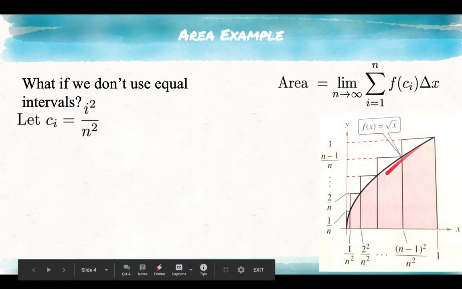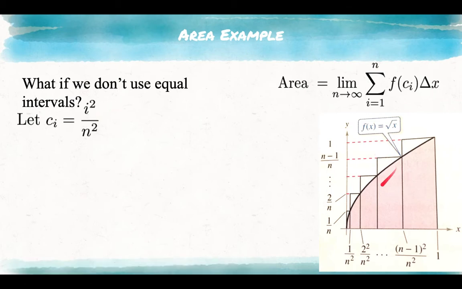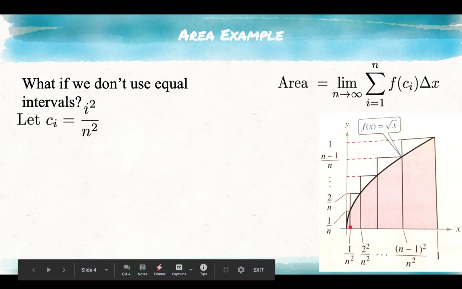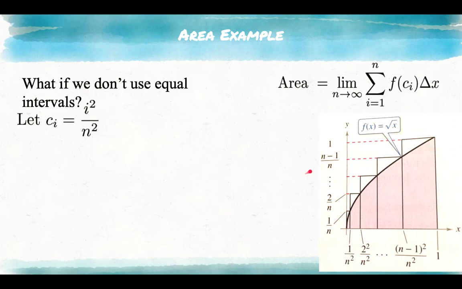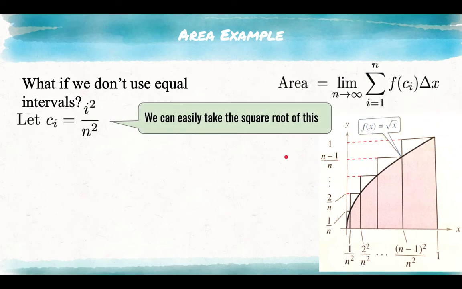So here's my square root function when x is going from 0 to 1. If we make my c sub i, and again, I'm going to use the right side of the interval, and I'm going to use this i squared over n squared. So we have 1 over n squared, 4 over n squared, 9 over n squared, 16 over n squared. We keep going until we get to n squared over n squared, which is 1. So we can divide that up, and we can take the square root of i squared over n squared. That's what we're trying to do here.